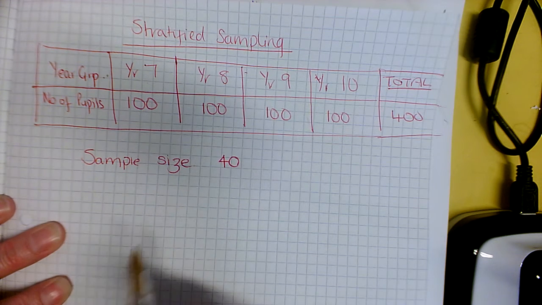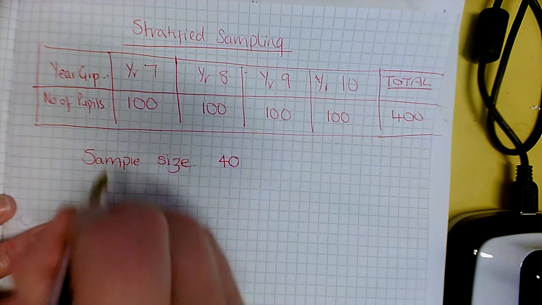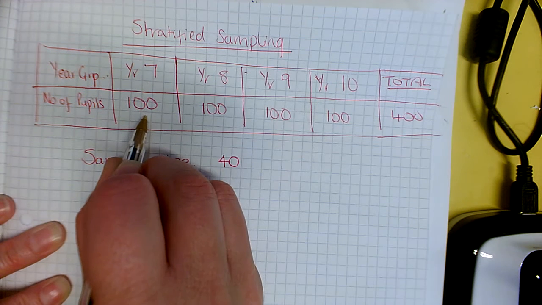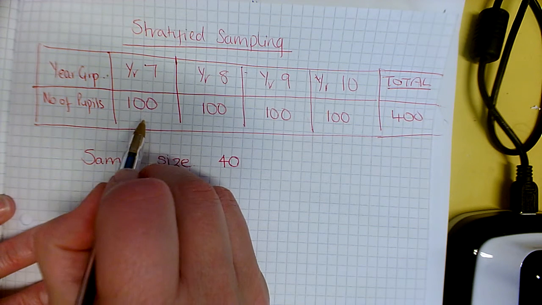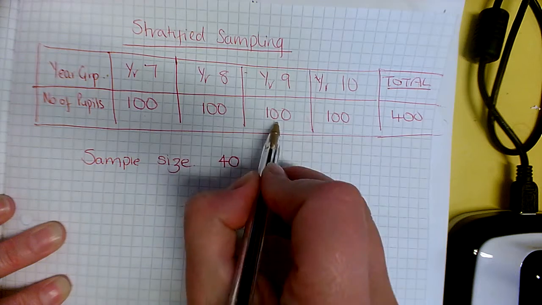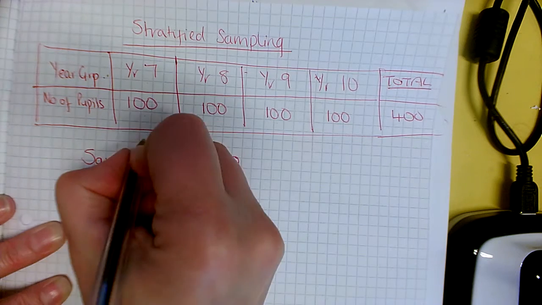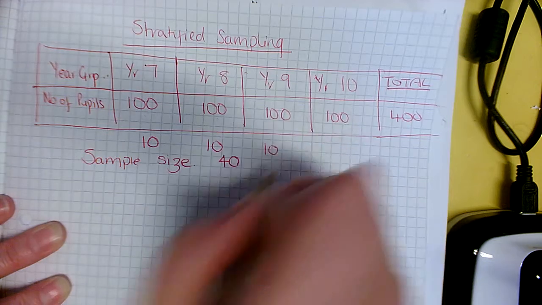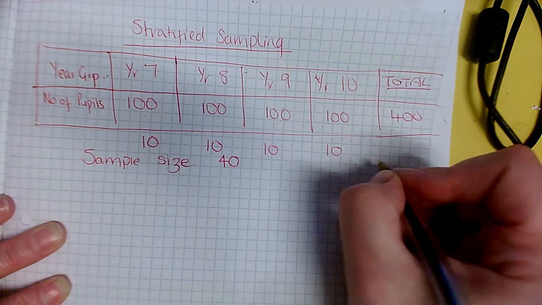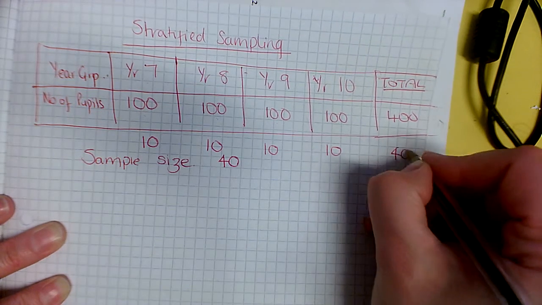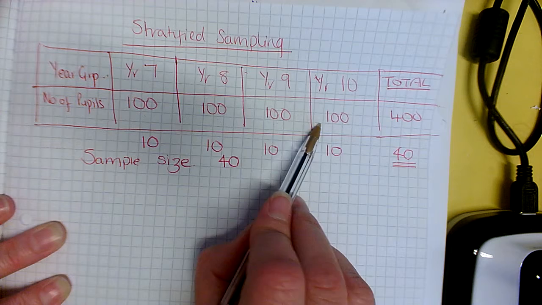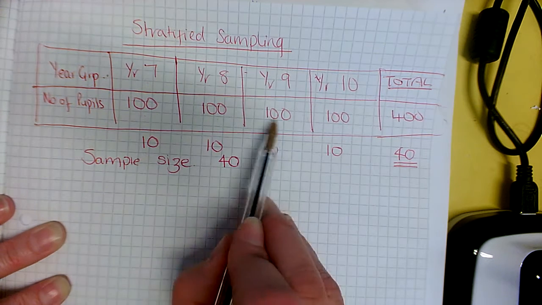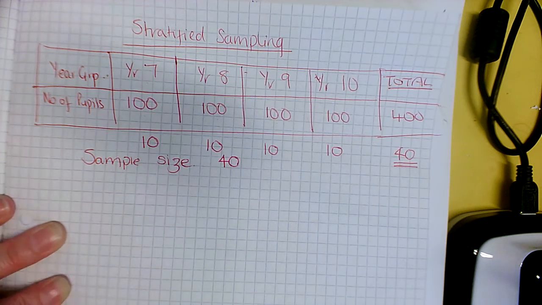Hopefully you can easily see that for this 40, because I've got 100 in each year group, the right thing to do would be to take the same number of students from each year group. So I would simply take 10 from year 7, 10 from year 8, 10 from year 9, 10 from year 10, and that would give me my sample size of 40. It's all in equal proportion because I've got the same number of students in each year group.